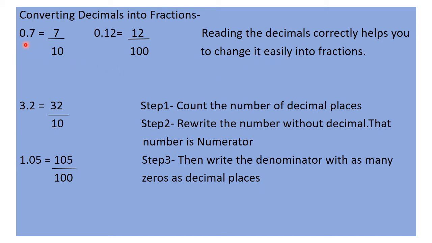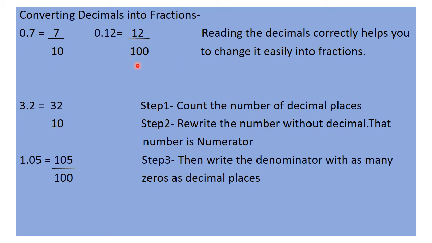So we know, what is 0.7? We can read it as 7 tenths. That means it can be written as 7 by 10. And in the same way, 0.12 can be read as 12 hundredths. So it can be written as 12 by 100.